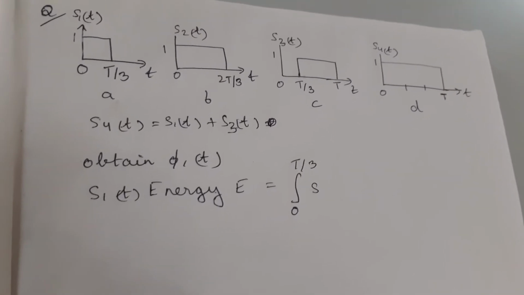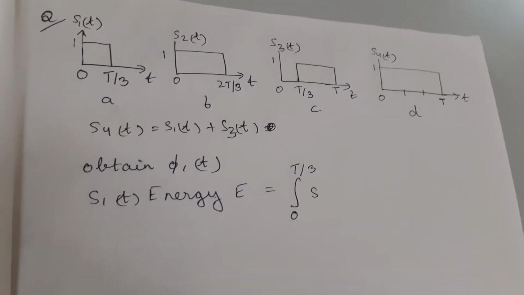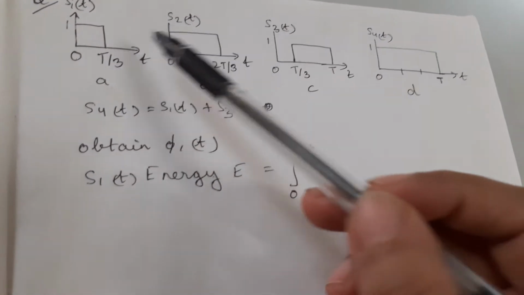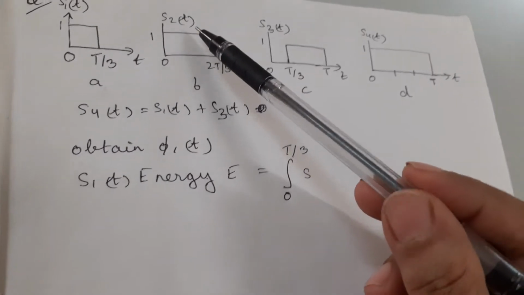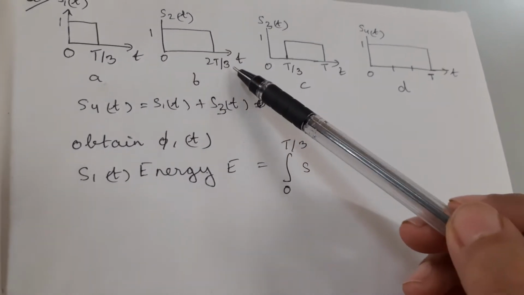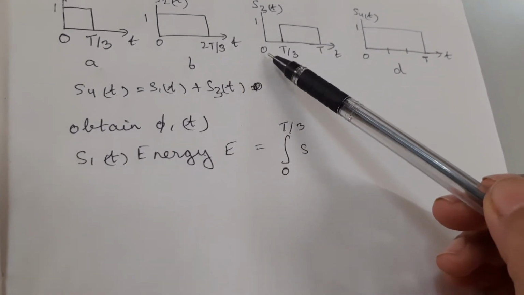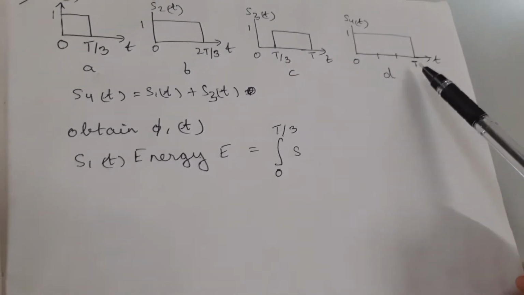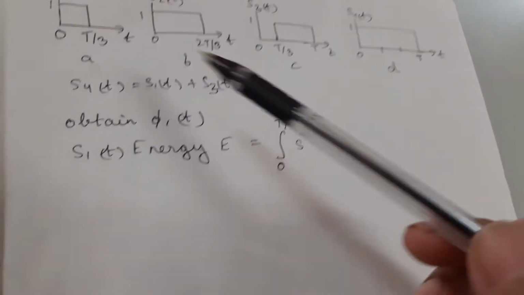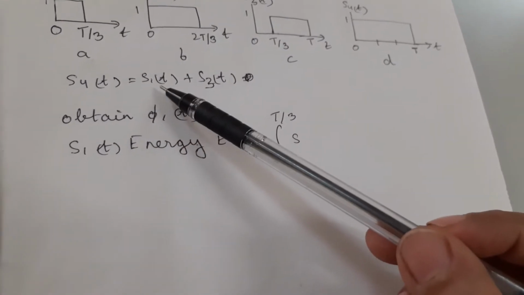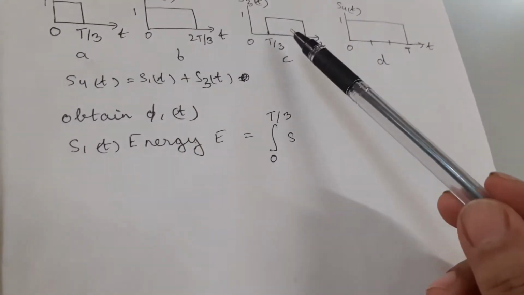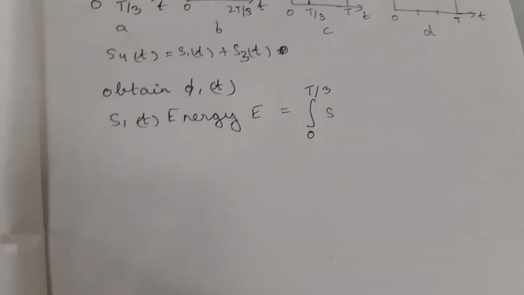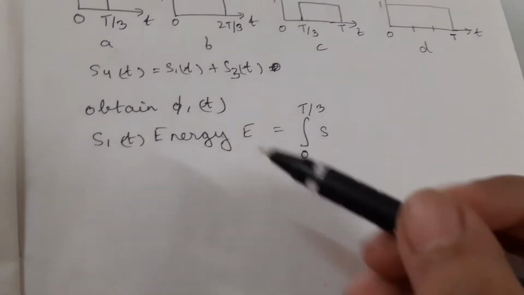Now we will consider a Gram-Schmidt orthogonalization procedure giving four signals: S1 of t from 0 to T by 3, S2 of t from 0 to 2T by 3, S3 of t from T by 3 to T, and S4 of t from 0 to T. Now if you see this signal, S4 of t will be the addition of this one and this signal. So they are not linearly independent signals. So first we will obtain phi 1 of t.